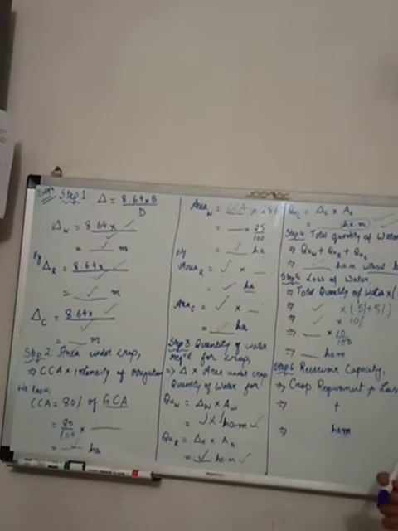Now we have to find the reservoir capacity, the last step. The reservoir capacity is the crop requirement plus losses. The crop requirement is the total quantity of water required for the crops without losses; let's say this is equation 1 and the loss is equation 2. You add equation 1 plus equation 2 and you will get the answer, the total quantity of water required for the crops with the losses. This is with the loss of water. So this will be the answer, which is in hectare meter.